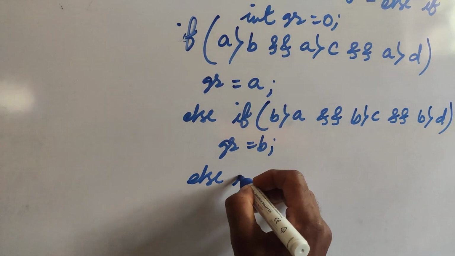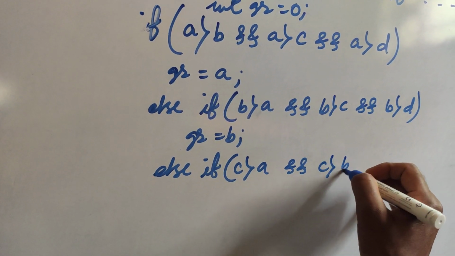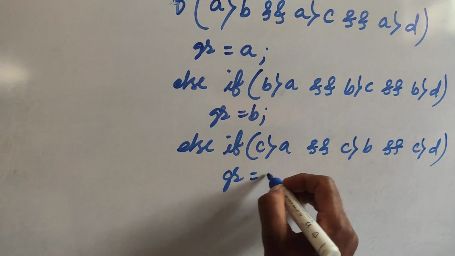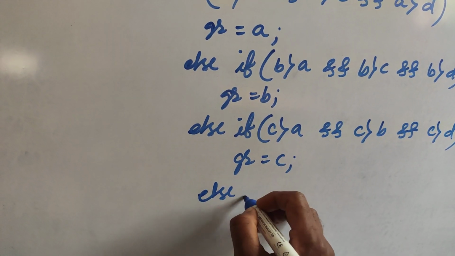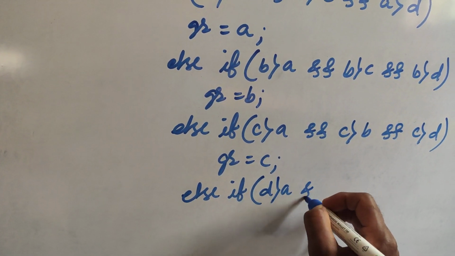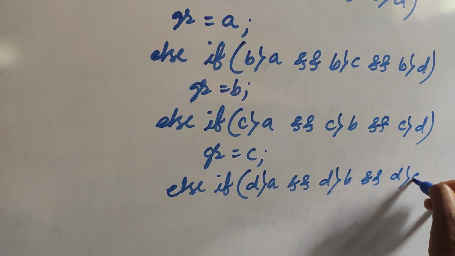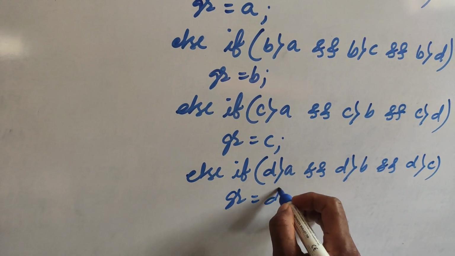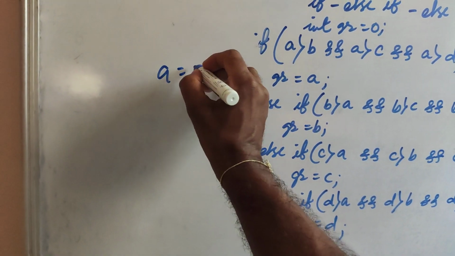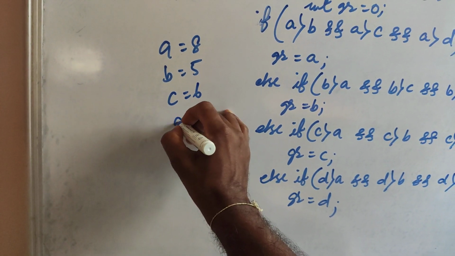Else if c greater than a and c greater than b and c greater than d, gr equal to c. Else if d greater than a and d greater than b and d greater than c, gr equal to d. See, in that case, a equal to 8, b equal to 5, c equal to 6, d equal to suppose 7.